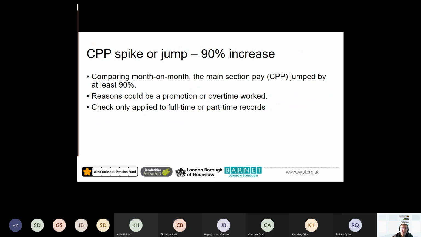CPP, cumulative pensionable pay, spike or jump. If it's jumped significantly, we are going to ask you to check. Again, the reasons could be promotion or overtime worked, but it could also well be that the information supplied to us is incorrect. So it's better to check, get it right, than raise the members' expectations and then dash them again at a later date.